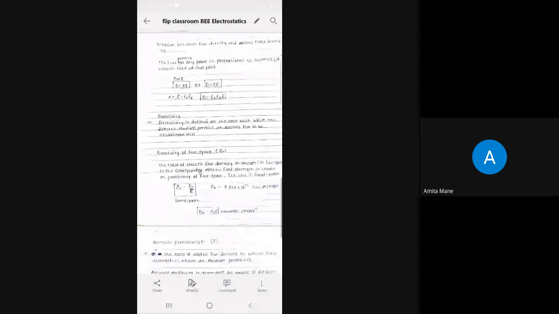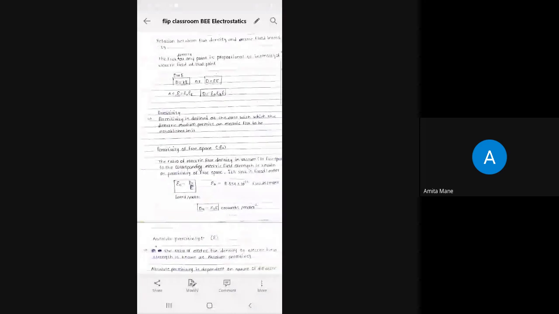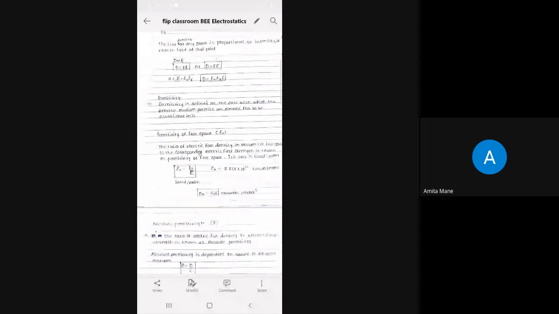D is proportional to E, D is equal to K into E, or D is equal to epsilon into E, as epsilon is equal to epsilon naught epsilon R. So capital D is equal to epsilon naught epsilon R into capital E.